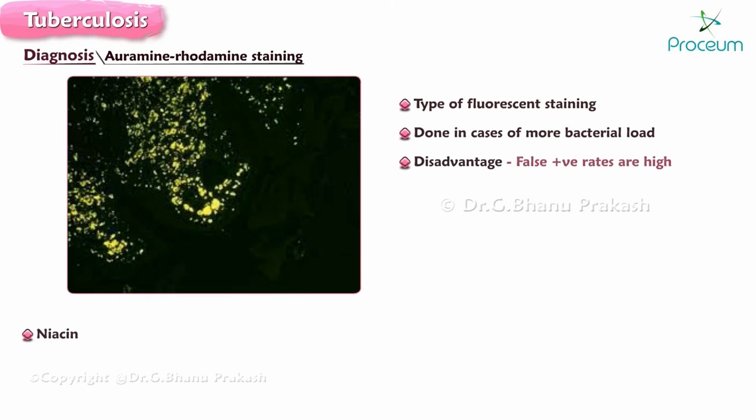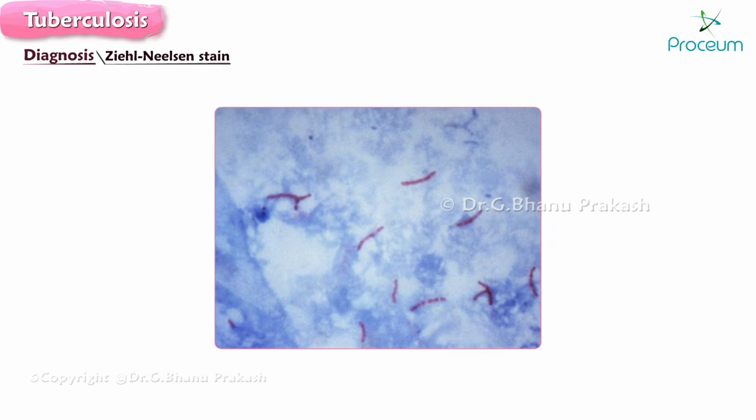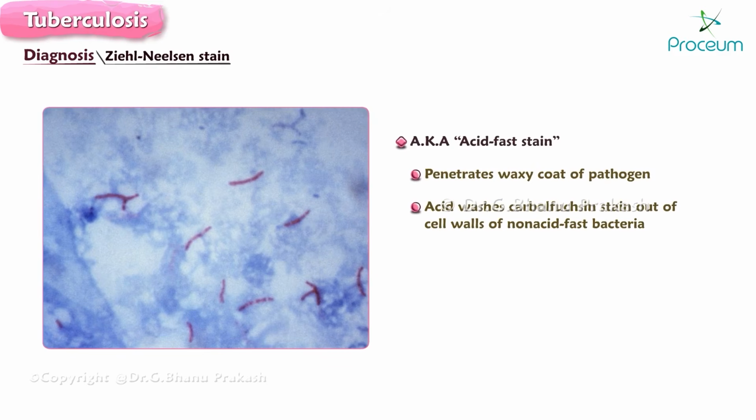The niacin, nitrate reductase, and catalase tests are the three biochemical tests most frequently used to distinguish Mycobacterium tuberculosis from other mycobacterial species. Ziehl-Neelsen staining, also known as the acid-fast stain, penetrates the waxy coat of the pathogen. The acid used in the staining process washes the carbol fuchsin stain out of the cell walls of non-acid-fast bacteria. The acid-fast bacteria retain it and stain red, pink.